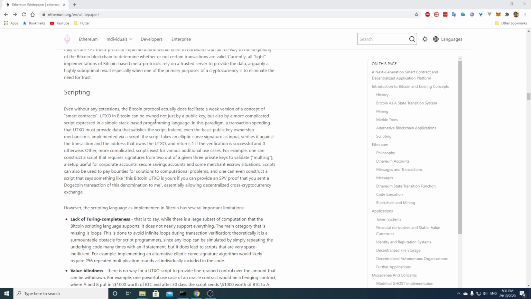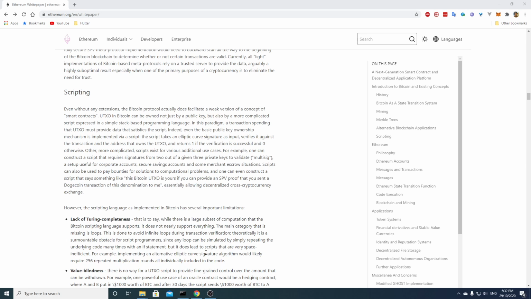Indeed, even the basic public key ownership mechanism is implemented via a script. The script takes an elliptic curve signature as an input, verifies it against the transaction and the address that owns the UTXO, and returns 1 if the verification is successful and 0 otherwise. Other, more complicated scripts exist for various additional use cases. For example, one can construct a script that requires signatures from 2 out of a given 3 private keys to validate multisig, a setup useful for corporate accounts, secure savings accounts, and some merchant escrow situations.